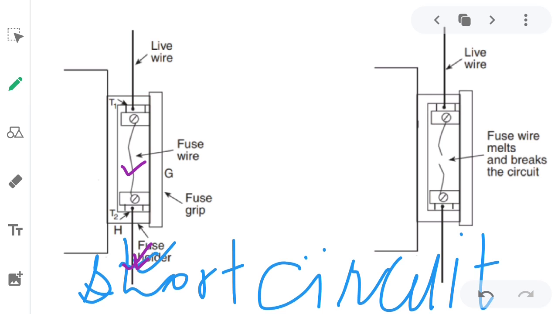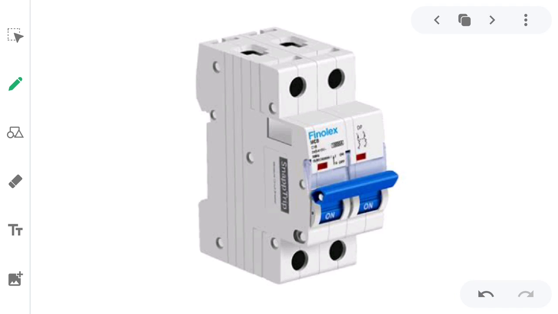But if this wire gets fire, then it will damage all the electrical appliances and the fire may occur at your home. But if this thin wire gets heated, then it will melt easily, and as it melts, it will break the circuit and the electrical appliances will remain safe.